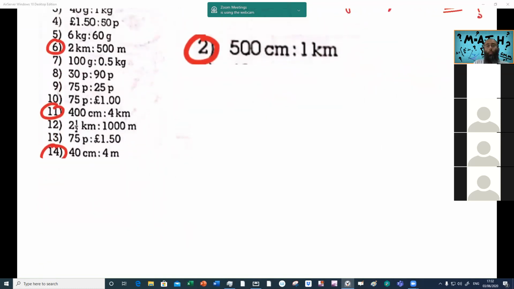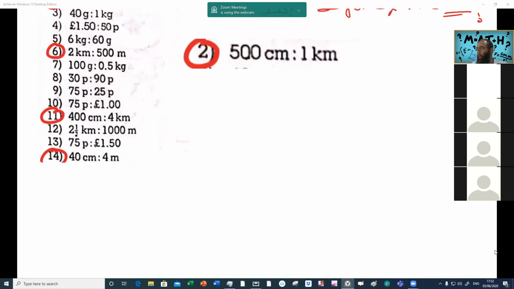I need one volunteer. Let's have Eliza. Eliza, please unmute yourself if you can and join me in question number 2 for the class. First you have to find out how many kilometers and how many centimeters. Before you start, let's have a look. What are the current units in the question? 500 centimeters and 1 kilometer. So we're talking about centimeters and kilometers now.